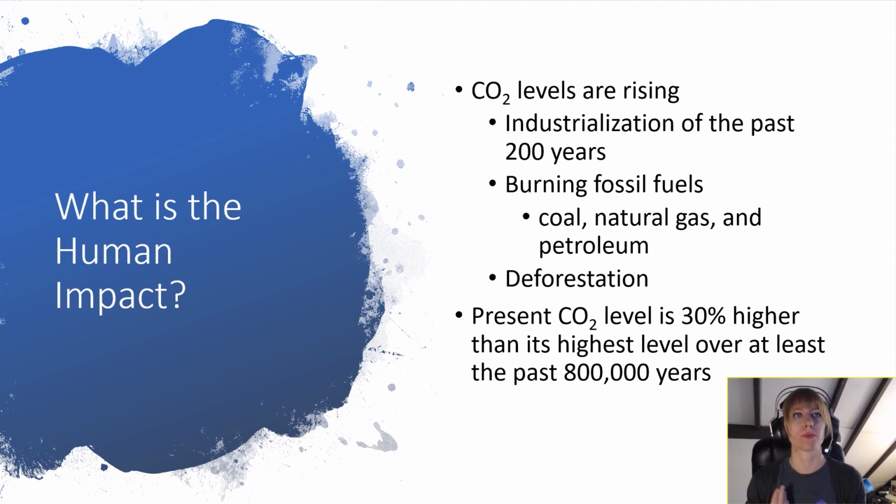So the present carbon dioxide level is currently 30% higher than its highest level over the past 800,000 years. And the reason we know the highest level over the past 800,000 years is because of climatologists looking at things like ice cores and sedimentary deposits at the bottom of lakes, which, remember, I said could record how much CO2 was around.